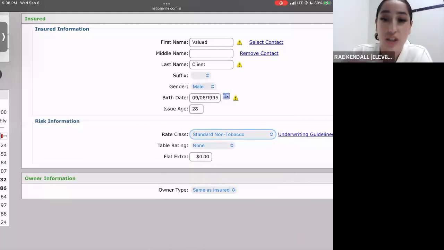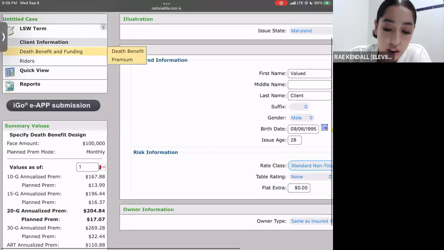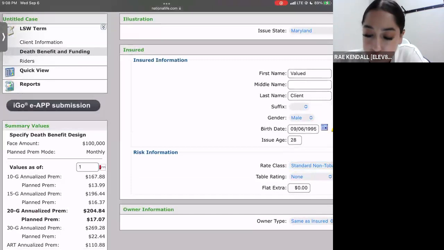Boom. Just keep it on standard. Don't do any of the other selections. They'll kind of throw it off. The underwriting team will let you know what they fall into. Then you go into death benefit.